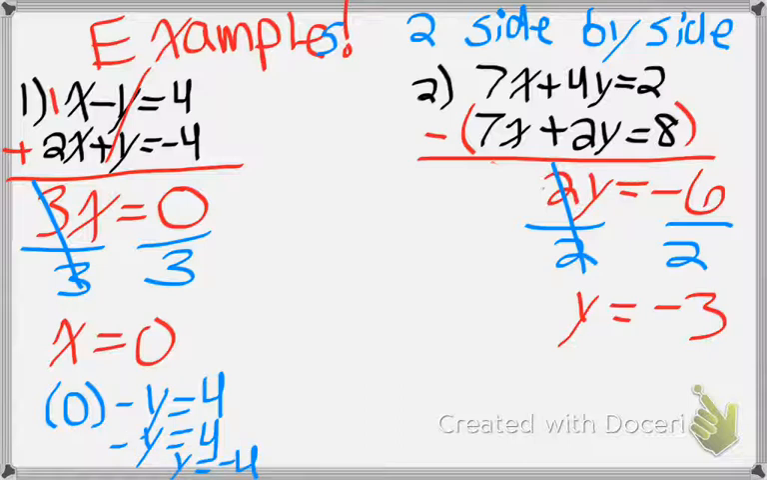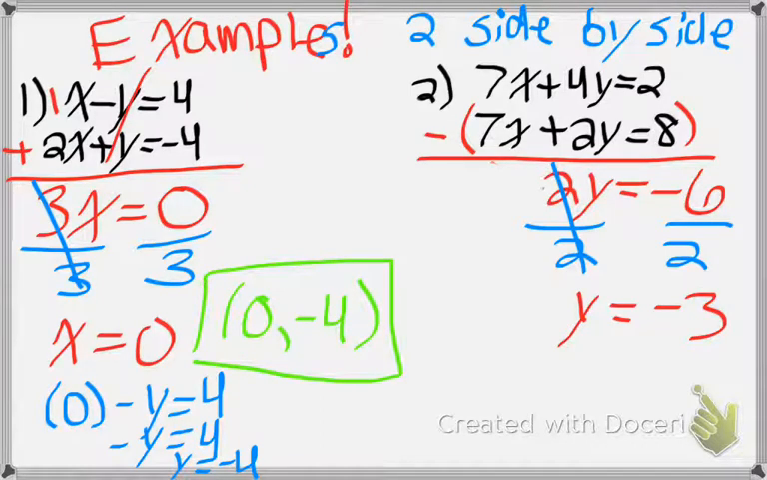So you have x equals 0, y equals negative 4. Well, that's your answer: 0, comma, negative 4. That's the answer to example 1. That's the location where these two lines cross. That's your solution.